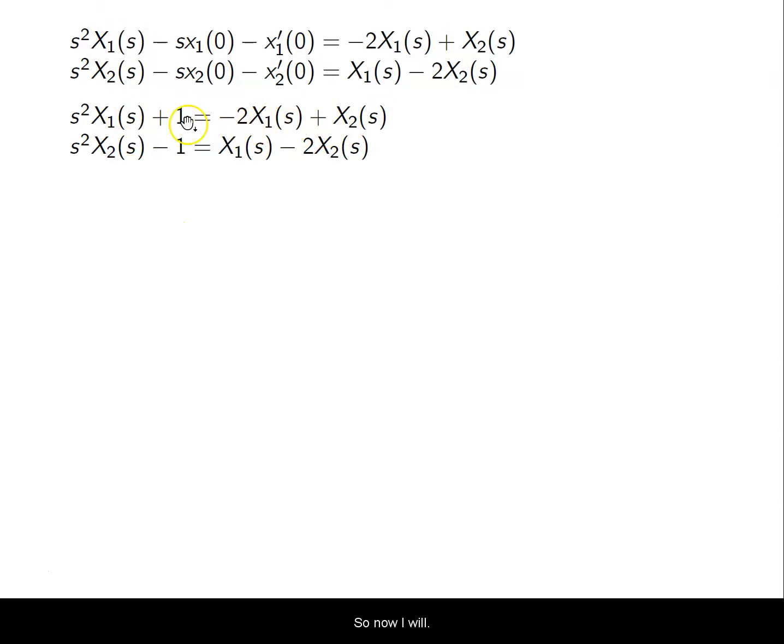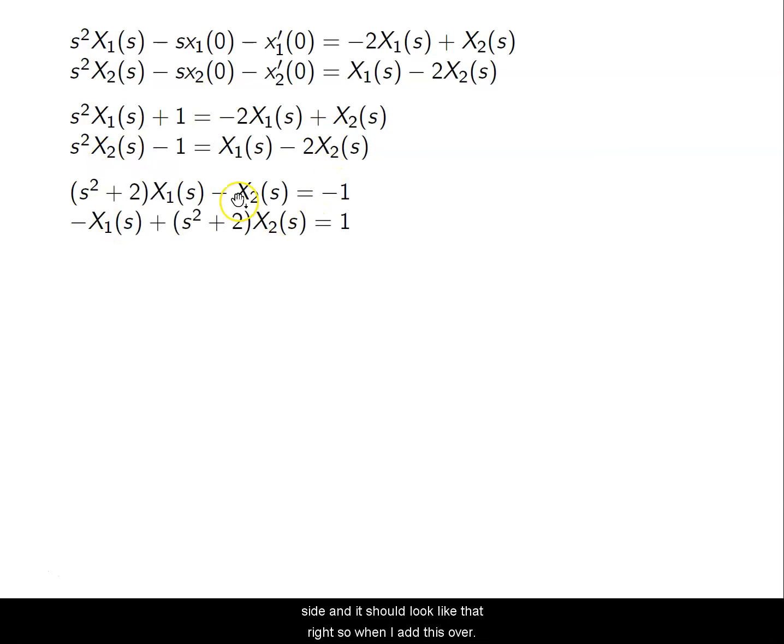So now I would like to clean this up, okay? I have the same thing on both sides. So let's put this into a standard form because this is now an algebraic problem. These are no longer in terms of functions, right? Functions with an input variable of s. I want to solve this algebraically, okay? So what I'm going to do is put the x1s and x2s all on one side and put the constant terms on the other side. And it should look like this, right?